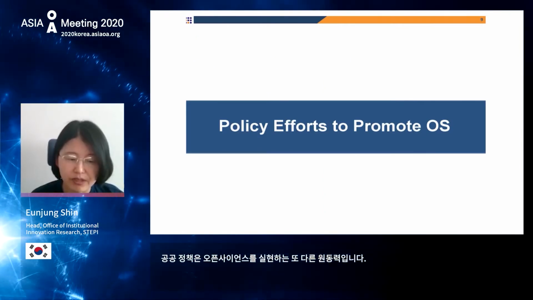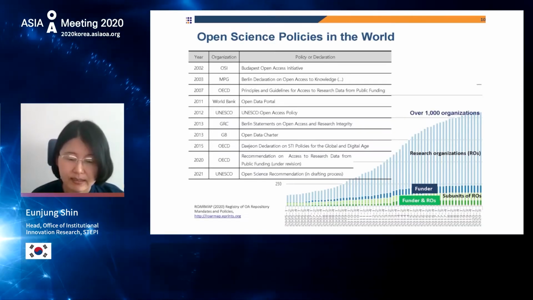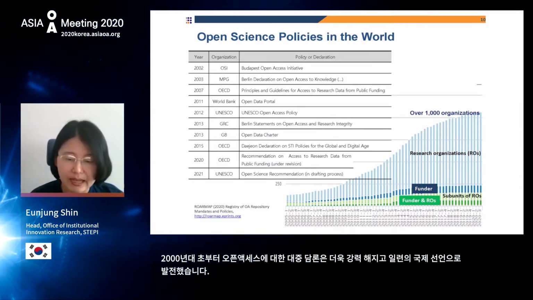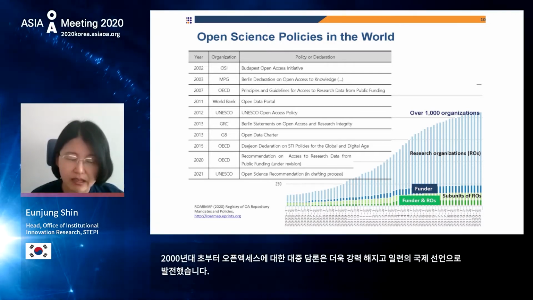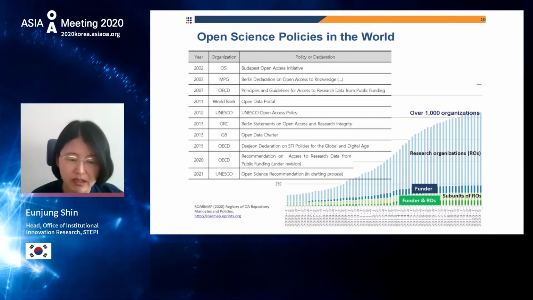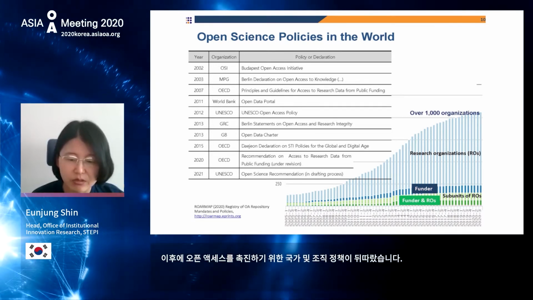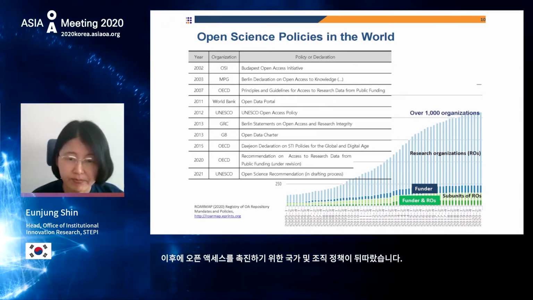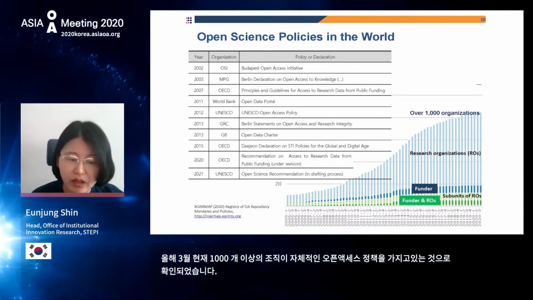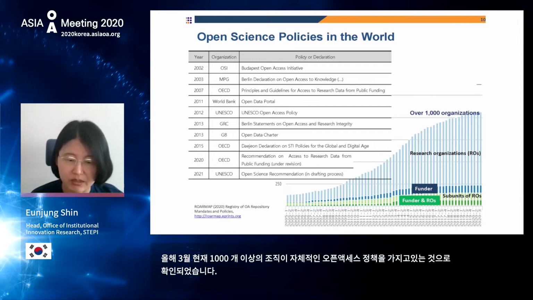Public policy is another driving force that makes open science a reality. Since the early 2000s, public discourse on open access got strengthened and developed into a series of international declarations and statements. They were later followed by national and organizational policies to promote open access. As of March this year, over 1,000 organizations are found to have their own open access policies.